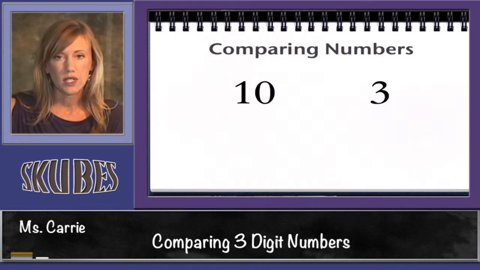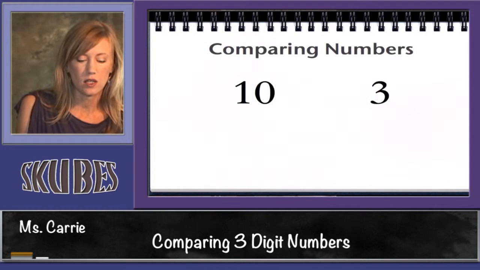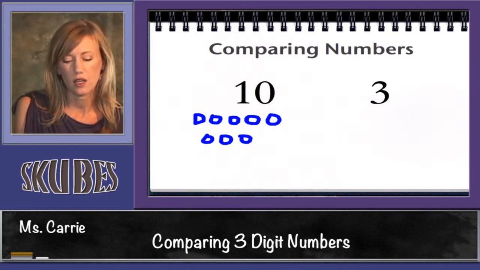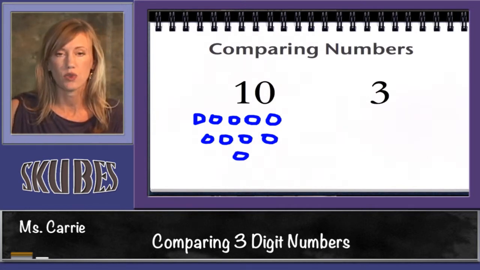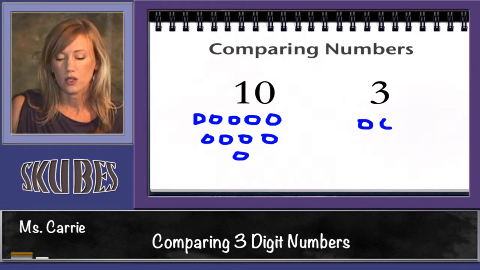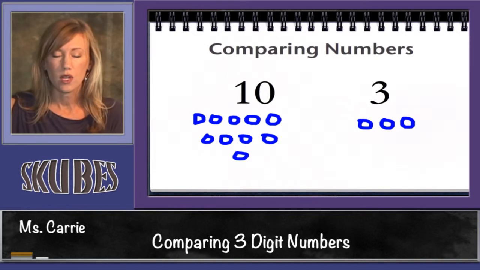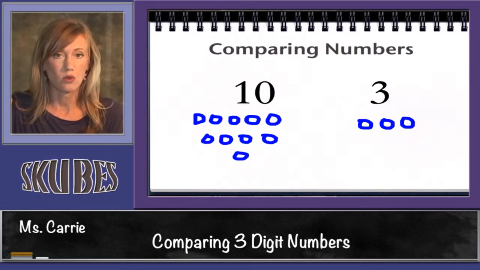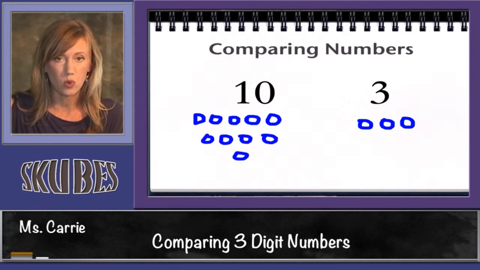If we look at the numbers 10 and 3, we know that 10 is 1, 2, 3, 4, 5, 6, 7, 8, 9, 10. That's worth 10 of something. If we look at 3, 1, 2, 3, we know that's worth 3 of something. Well, in this instance, when we compare the two numbers, we know that 10 is more than 3.